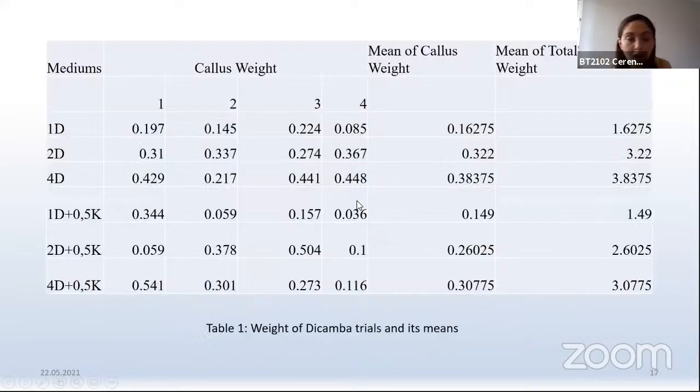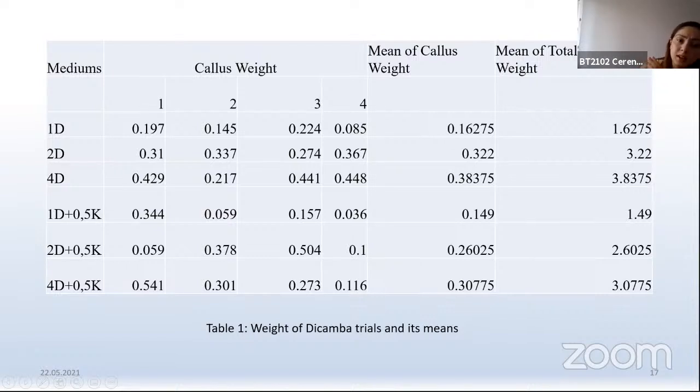Now you are seeing the callus weights of the dicamba trials. Why did I take the dicamba trials? Because, as I said, they have higher, healthier callus induction, so I wanted to take the callus weight of them. And at the same time, production in a single explant is all over the leaf, so that would give us the true results. When we look at the callus weights, 4 milligram per liter dicamba has the best result of all of them, with 2.8 grams in total callus weight.